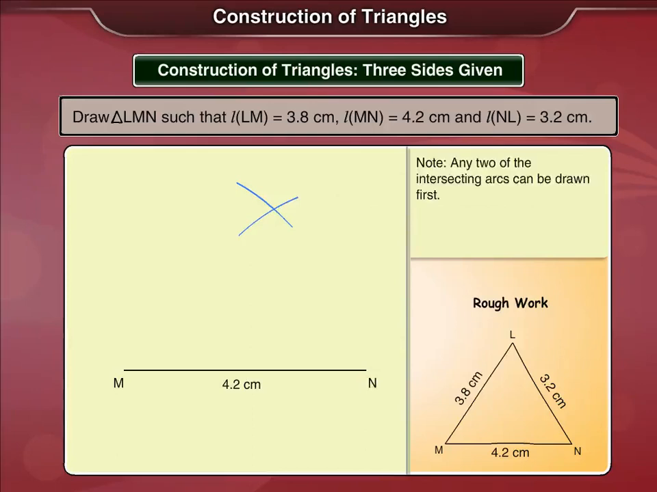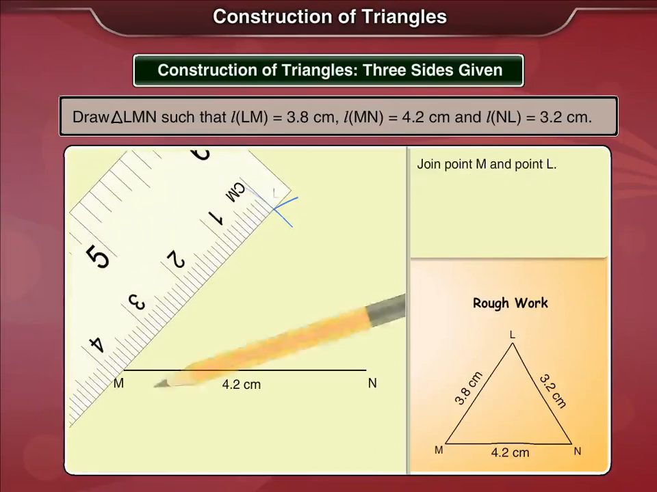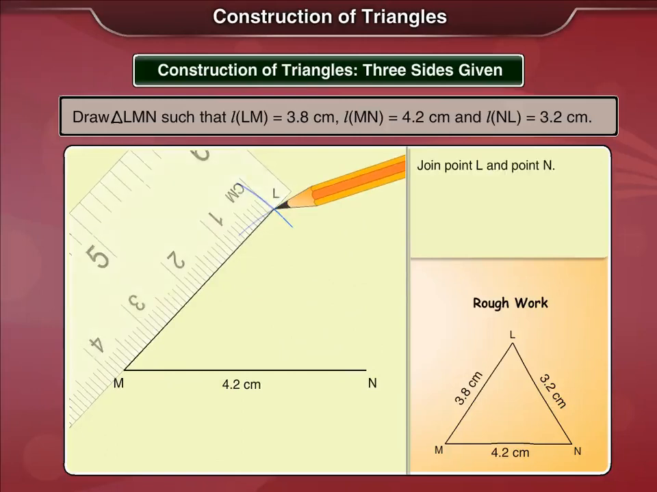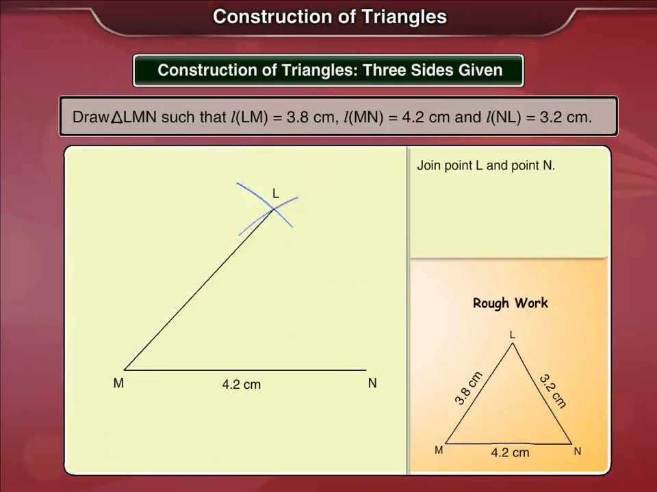Now, let's name the point of intersection of the arcs point L. Let's join point M and point L. Finally, let's join point L and point N. The required triangle LMN has been constructed.